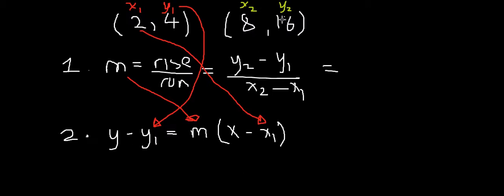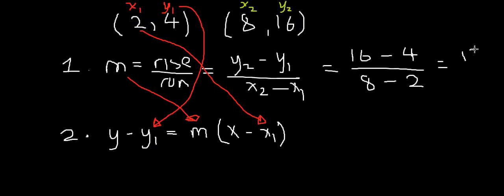So y2, that's 16, minus y1, which is 4, over x2, which is 8, minus x1, which is 2. Okay. 16 minus 4 is 12. 8 minus 2 is 6. So our gradient is just 2 when we simplify that. Now we have our gradient here. We can move on to step 2.